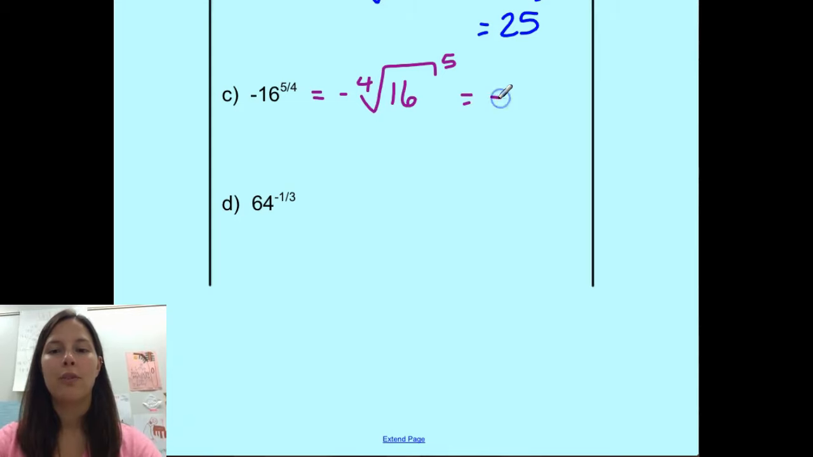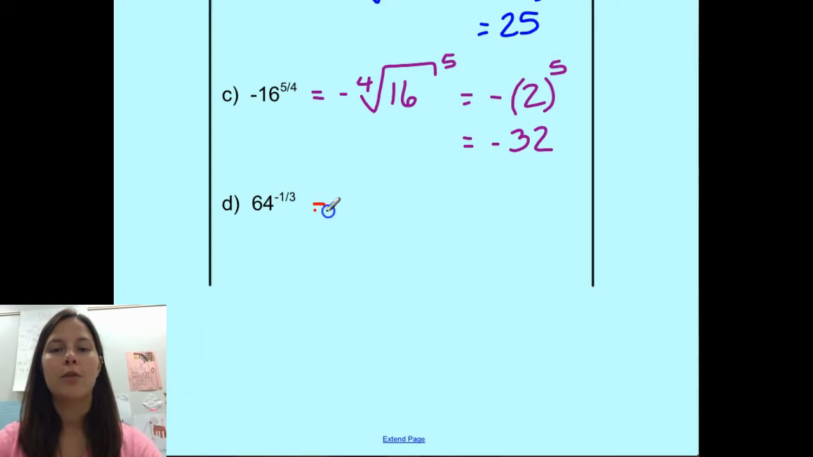The 4th root of 16 is 2. 2 to the 4th power is 16. Again, we will take that exponent. 2 to the 5th power is 32. And then we'll multiply that 32 by a -1.